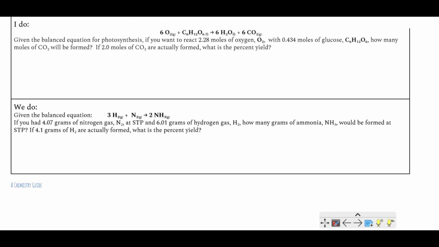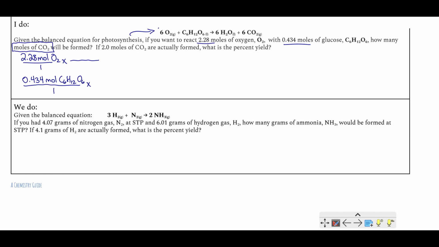So flipping the page, here we're given the balanced equation for photosynthesis right up here, and we want to react 2.28 moles of oxygen with 0.43 moles of glucose. So I'm going to take both of those numbers and write them into my problem, and we set them both up like a dimensional analysis where we put what we're given over 1. And then we're simply going to work out the stoichiometry to figure out the target, how many moles of carbon dioxide will be formed. And so I can use the mole ratio to do this.